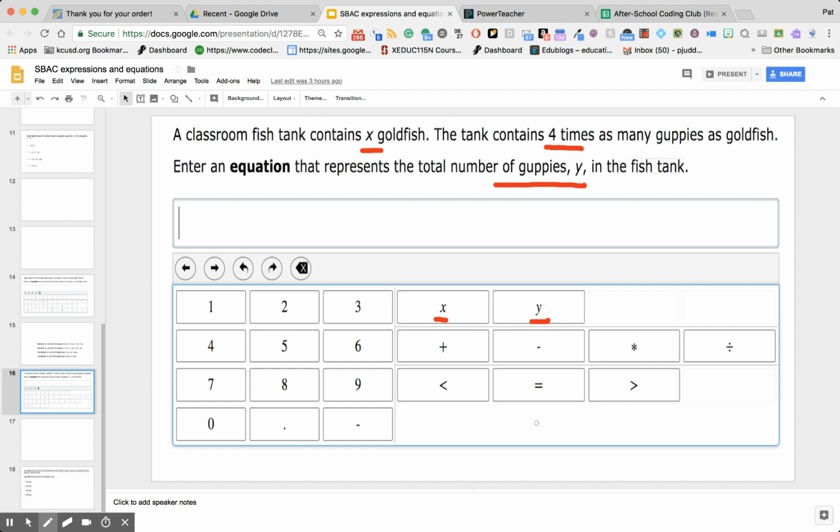Pause the video here. Take 2 minutes to decide how you are going to translate this statement to write an equation that represents a fish tank with X goldfish and 4 times as many guppies as goldfish. Okay, 2 minutes, go.